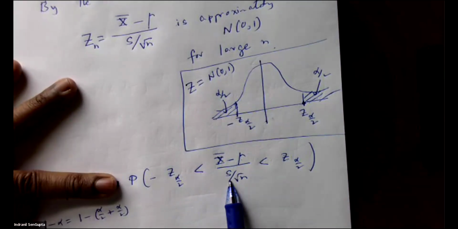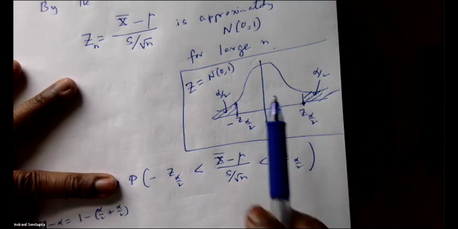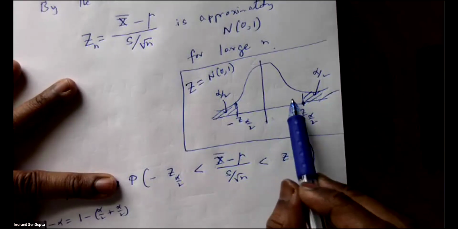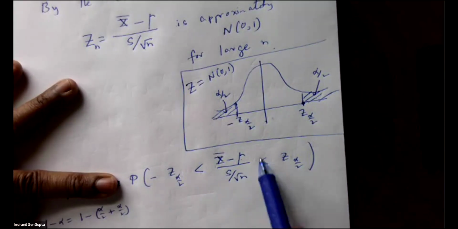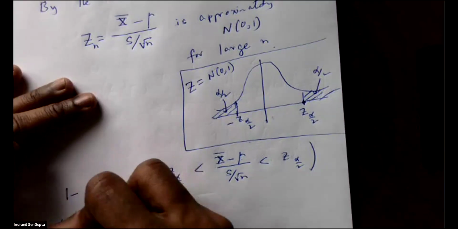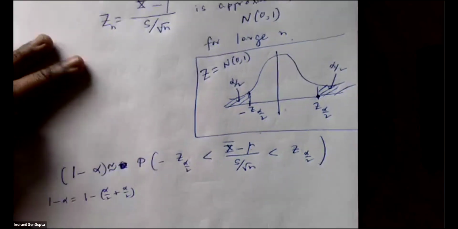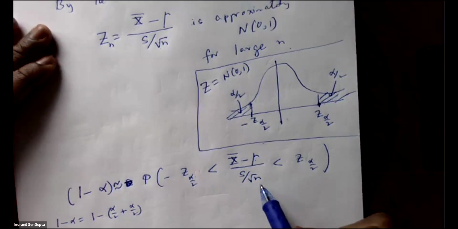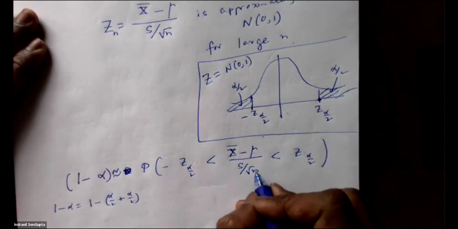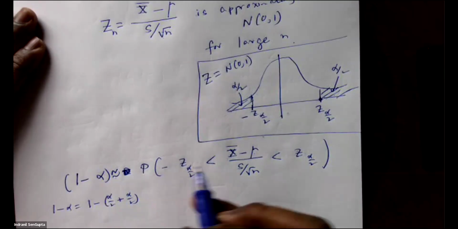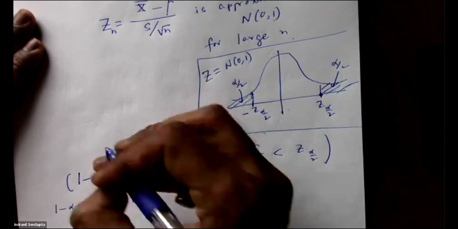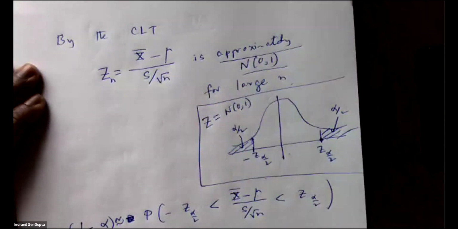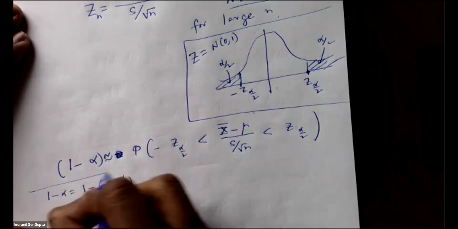Now, if this random variable is standard normal, we know this probability is 1 minus alpha. Suppose this is Z, then this probability is 1 minus alpha. But it's not Z, it's approximately Z, so we can write approximately equal. When n is going to infinity, eventually it's equal to 1 minus alpha, but for a given n, this is approximate. The approximately equal comes from the fact that it's approximately normal. I hope that makes sense.